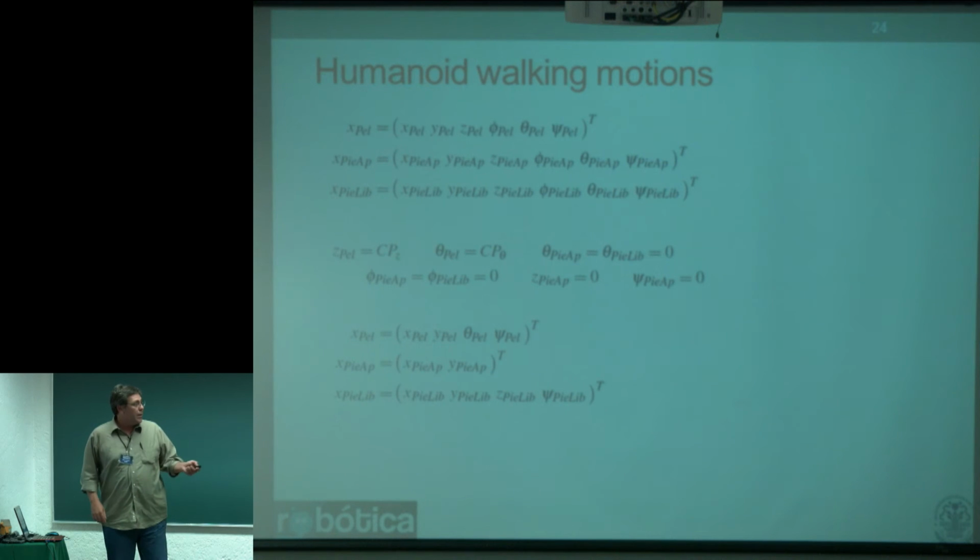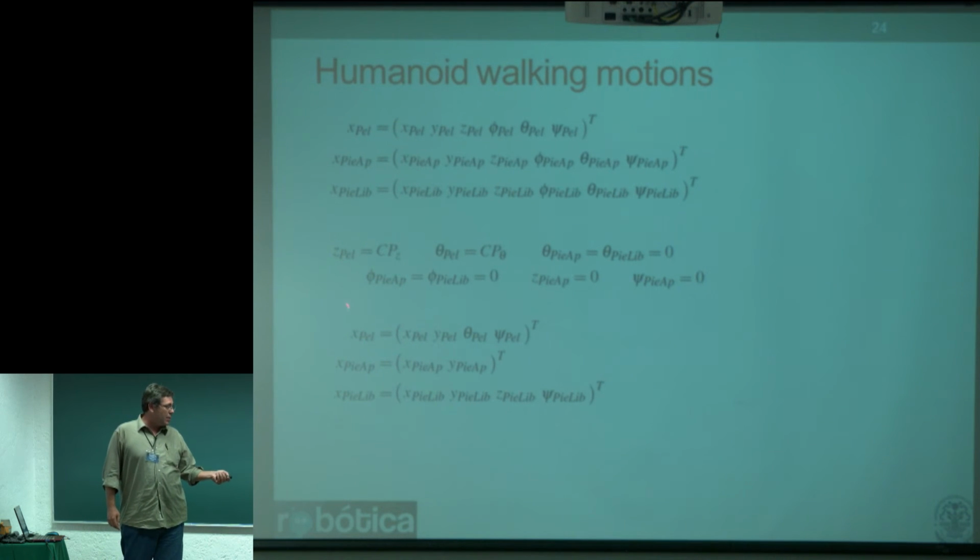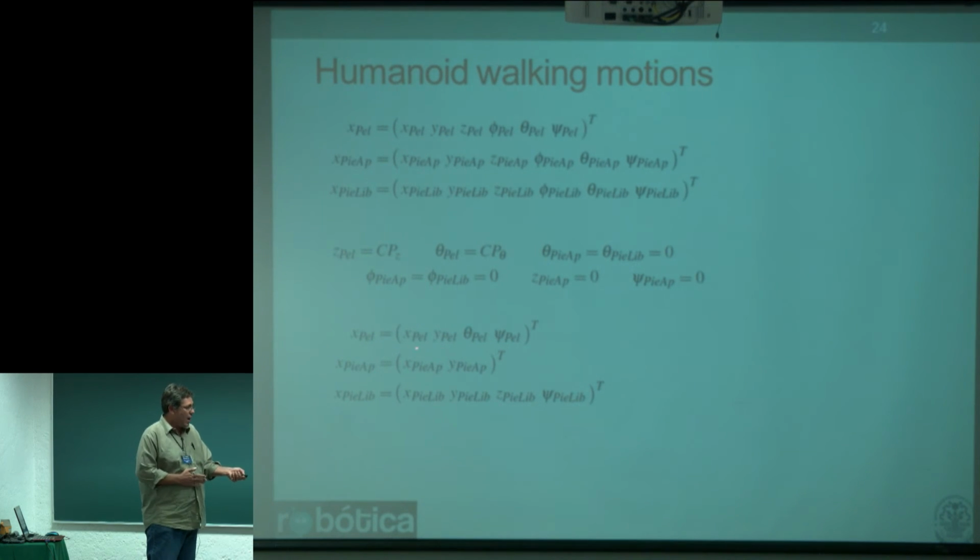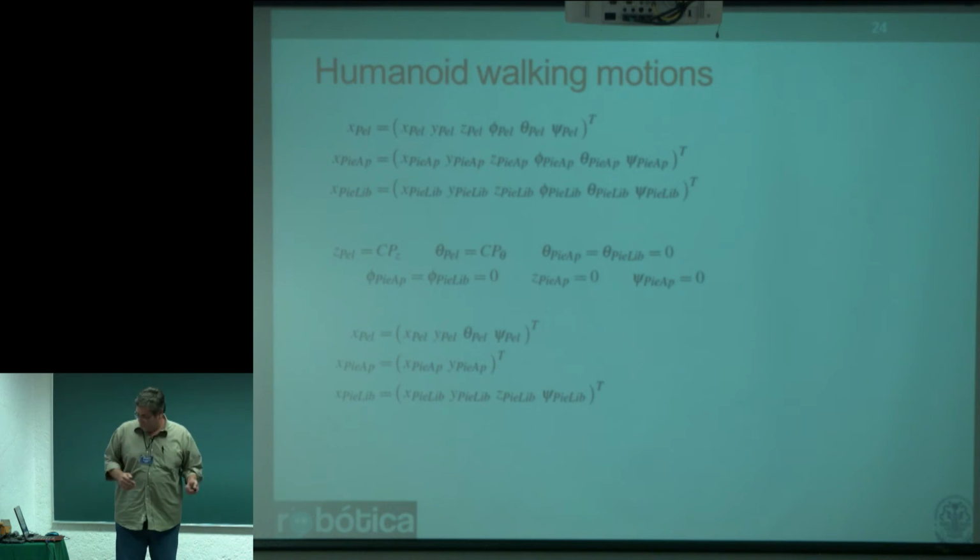So we have several positions and orientations of the pelvis, stand foot and free foot, but some of them are constant, and we have a reduced state. This is not the state, but reduced coordinates. So this is what we are going to move: the X, the advance of the pelvis, the Y, the lateral motion of the pelvis, etc.